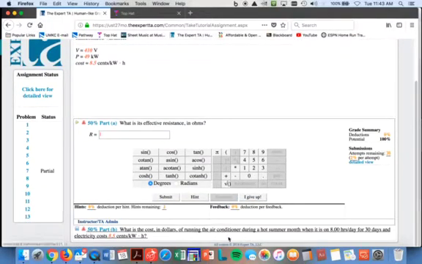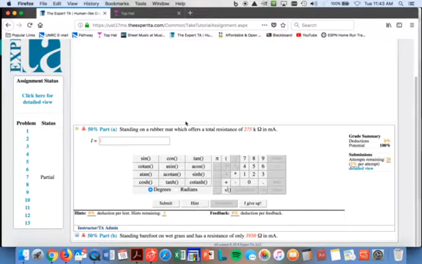What are they talking about? An air conditioner in a hot summer, 8 hours a day for 30 days. So there's 30 times 8, 240 hours times that. That should work. That ain't no big deal.